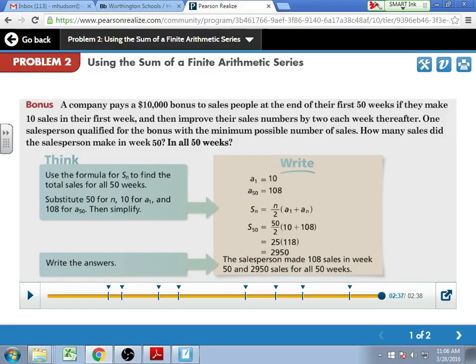So we do the math, and we find out that in total, they will have had to make 2,950 sales. This is one of those situations where your company might say, you have to improve by 2 every week on average. Maybe one week you didn't improve by 2, but the next week you improved by more.